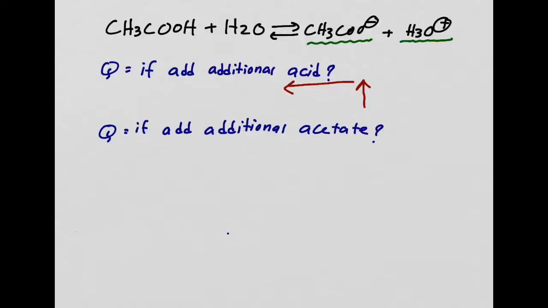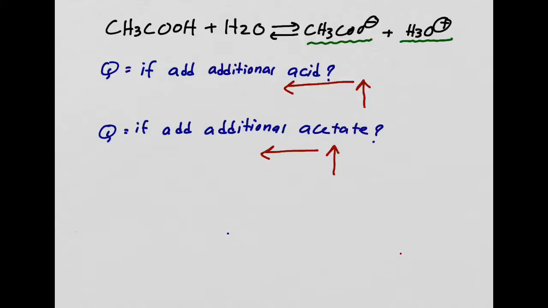Now what happens if I add additional acetate? Acetate is right here. If I add additional acetate, the same thing. It will shift to the left, to the reactant, to balance it out. So if I add acetate from the product, again, it would shift to the reactant side to reach the equilibrium again. So these are my two common ion effects, and if I add more of this or more of this, the equilibrium would shift. So far so good. That is our common ion effect.